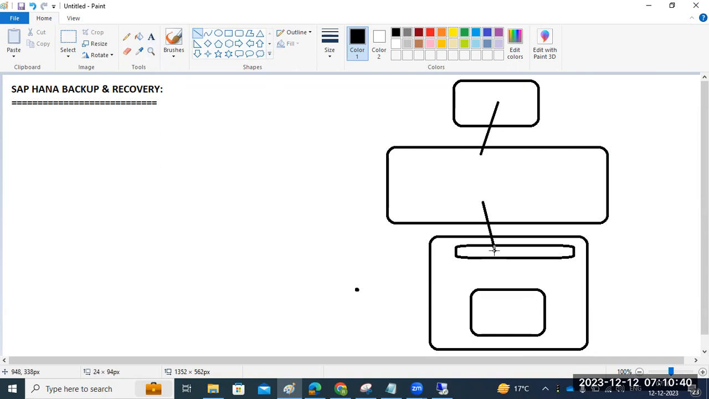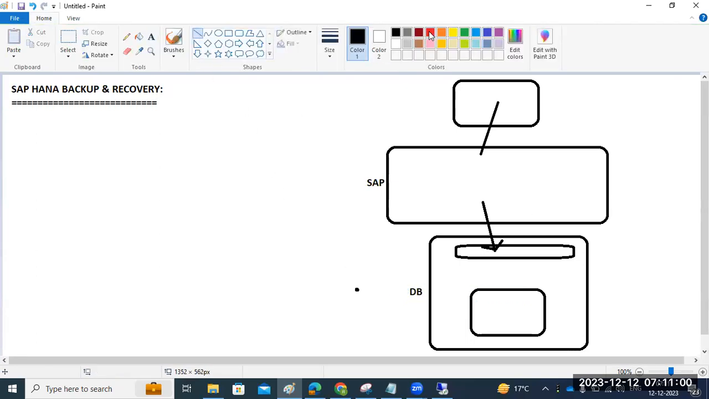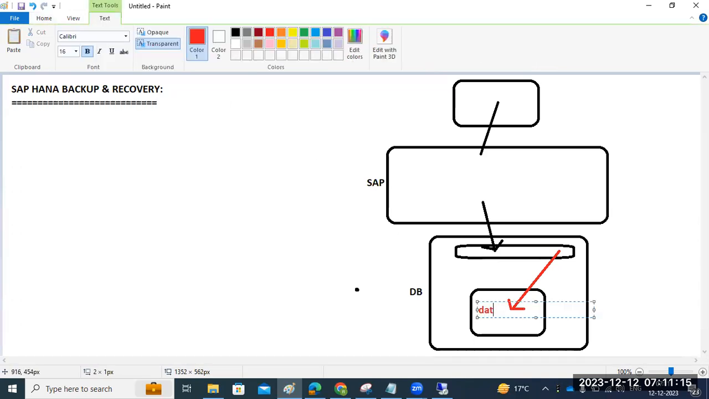This is the GUI you connect to SAP with. SAP will store the data at the in-memory level. Why? Because HANA is an in-memory concept. One copy of the data is stored at your RAM level, and after 5 minutes the same data is moved to the disk storage level, that is the /hana/data and /hana/log folders. So it moves to the data and log folders.